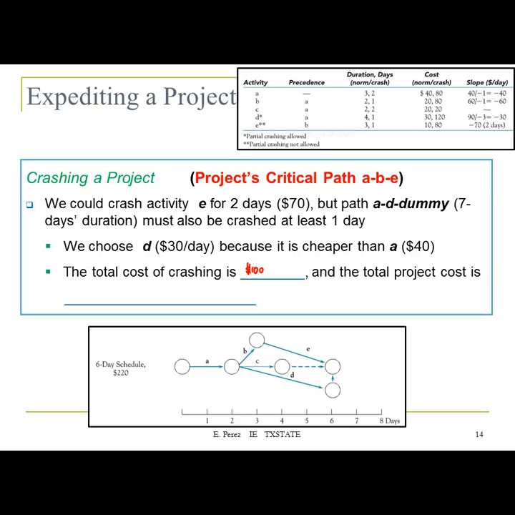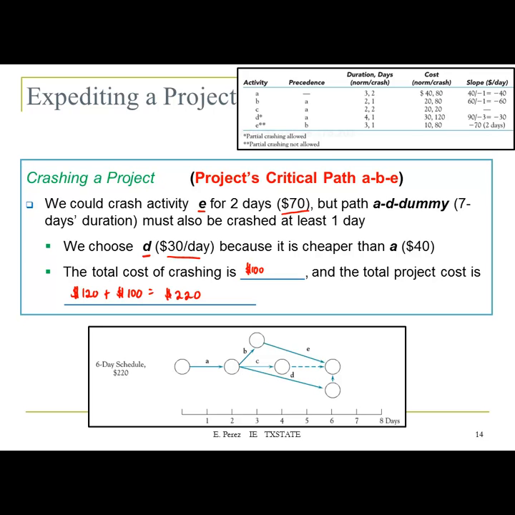We're going to crash using E and also D. And if you add those two, that will be 70 plus 30. So the total cost of crashing is $100, and the total project cost is 120 plus that $100, and it's 220. So now the total duration will be 6 days. And we crash the project by 2 days.